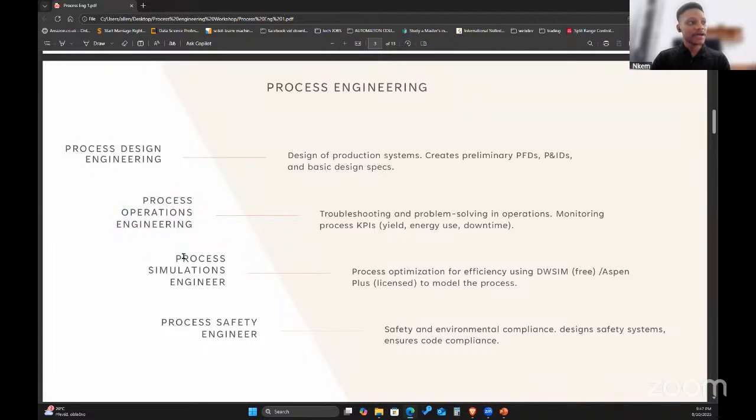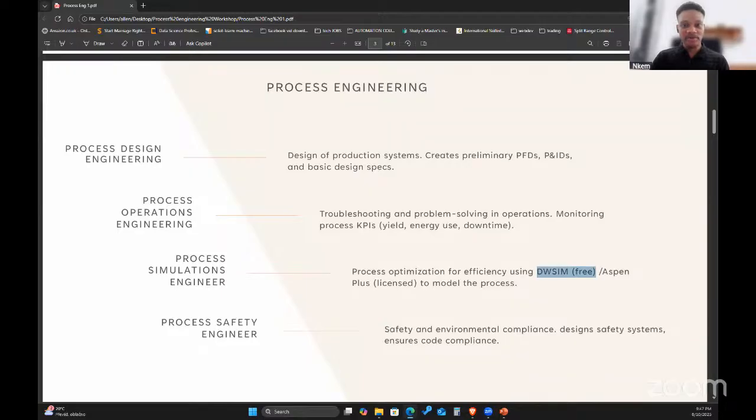Now, the process simulation engineer, this is where you have to work with Aspen HYSYS and Aspen Plus, which are licensed. Anybody here has Aspen Plus or Aspen HYSYS on their computer? Probably you have a student version, your school already got the license for you, but most times you have to pay for the license, and it is expensive. It's not cheap.